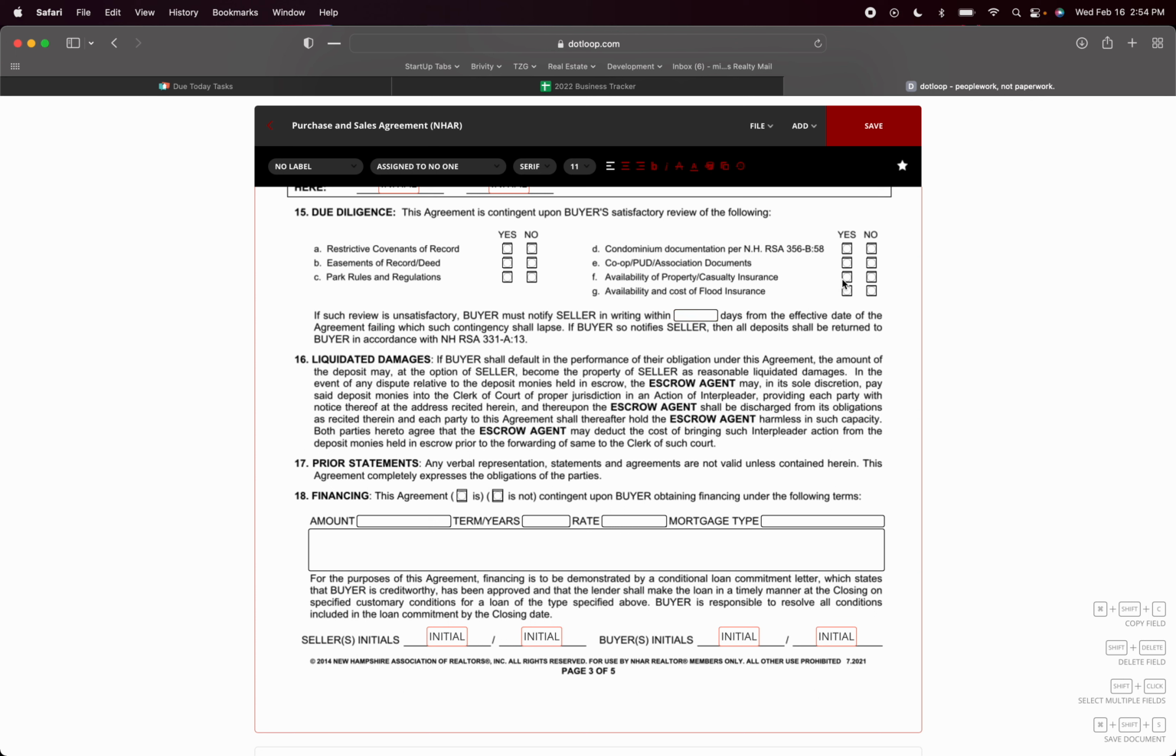One really important thing to keep in mind is that frequently we see people put right here availability of property or casualty insurance and availability and cost of flood insurance. We see them put yes, but then they're not checking with an insurance agent right away on the cost or on the availability of those insurances. This is really a big disservice and honestly kind of a risk. I've seen properties that you wouldn't think require flood insurance, and flood insurance in particular can be really quite costly. So, if you're already outside of your due diligence period by the time your buyer looks into this, you could have kind of an upset client.